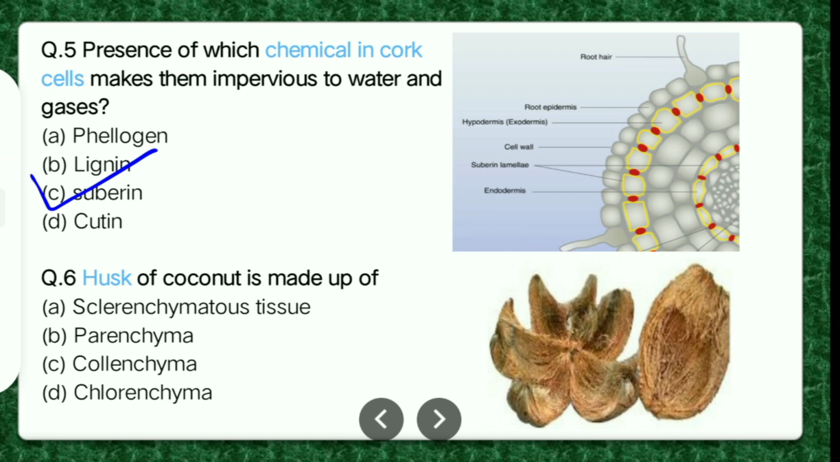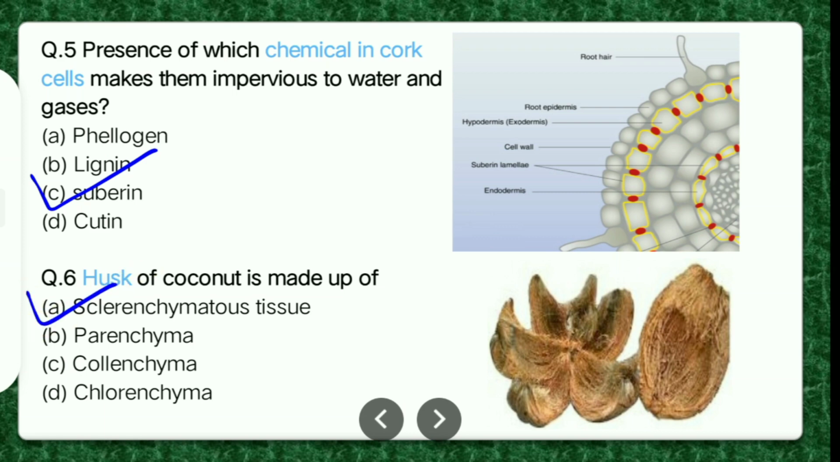Now you know the function of each and every tissue. Option A, Sclerenchymatous tissue, it's a dead tissue. Option B, Parenchyma, it's a storing tissue. Collenchyma, it's a supporting tissue. And Chlorenchyma, it helps in photosynthesis. So the correct option for husk of a coconut is Sclerenchymatous tissue.